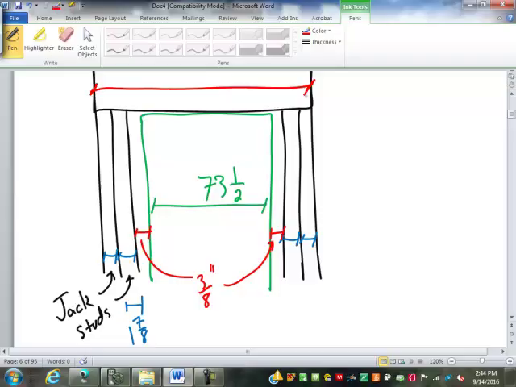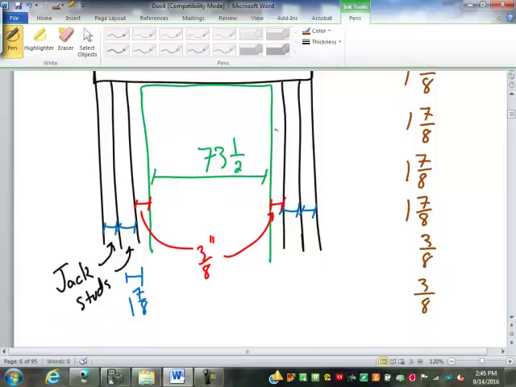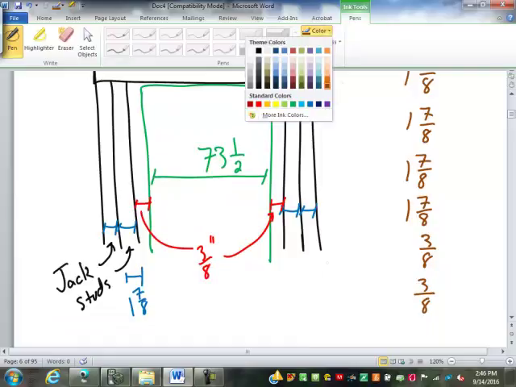In your notes, go ahead and try to figure that one out quick for me. Okay, so what we have here is just 7 dimensions that we have to add together. The 1 and 7/8 is in there 4 times. The 3/8 is in there twice. Then we have the 72 and 1/2. I'm going to change that to 72 and 4/8.